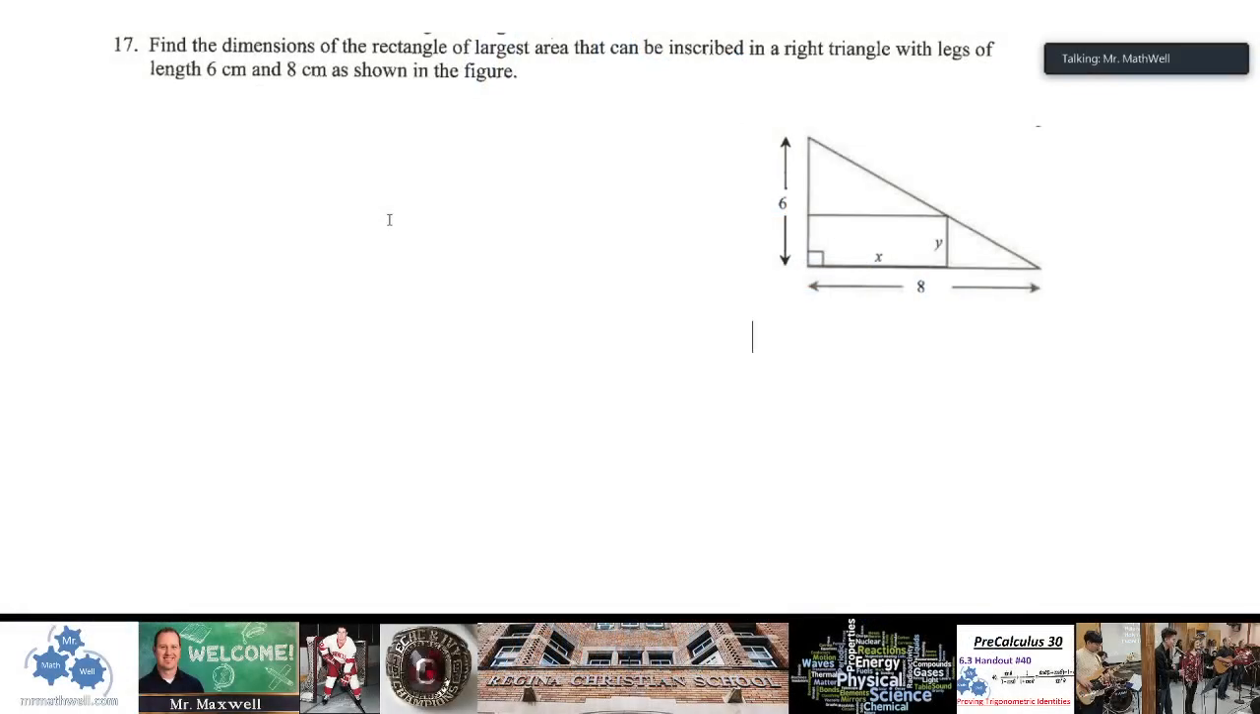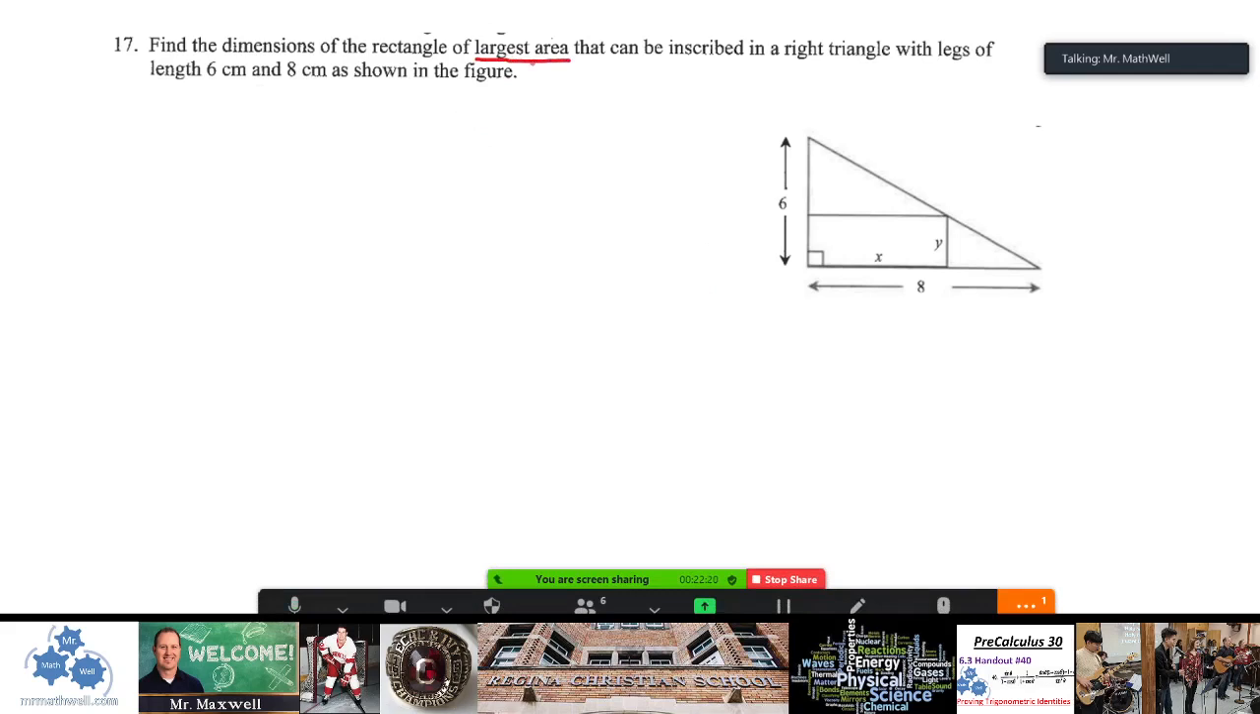Okay, Calc 30, this is an optimization problem. This is a type that I haven't shown you in class yet, and it's an important one for you to know. So number 17 says this: find the dimensions of the rectangle of largest area. Okay, so we kind of see what we're going to have to optimize here. Rectangle of largest area that can be inscribed in a right triangle.